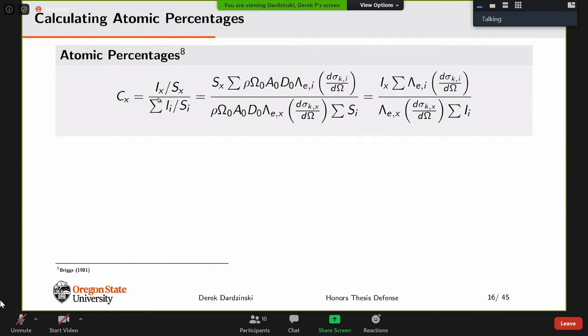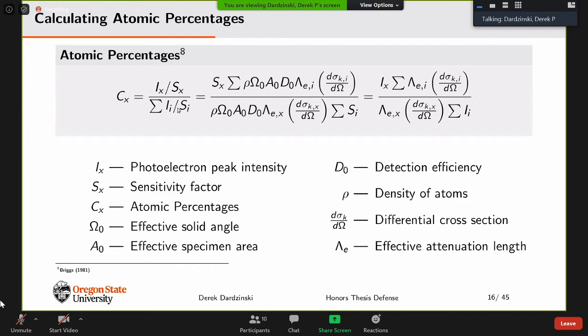To do that, you take the intensity of the peak and divide it by its sensitivity factor, and then divide all that by the sum of the other peaks divided by their respective intensity or sensitivity factors. Again, it's a function of the same variables as the sensitivity factor plus the photoelectron peak intensity. In my calculations, I assumed that the effective solid angle, the effective specimen area, and the detection efficiency were all constant, so they could cancel out. That left the atomic percentage only a function of the intensity, the effective attenuation length, and the differential cross-section.